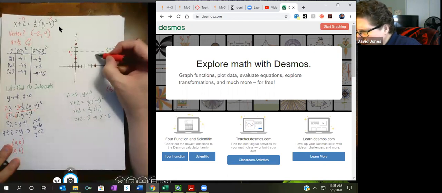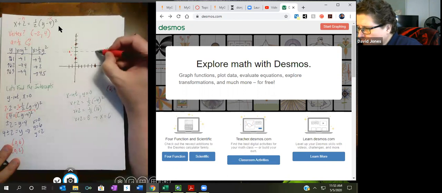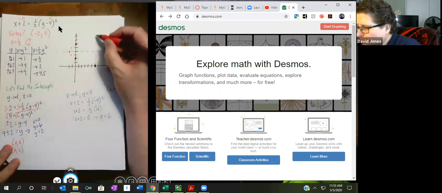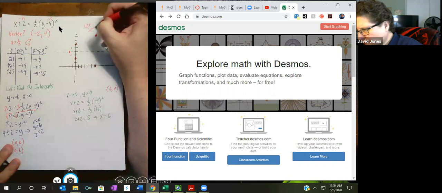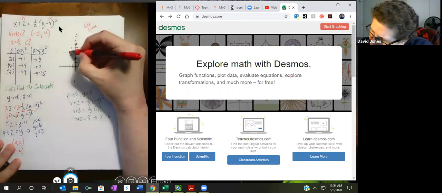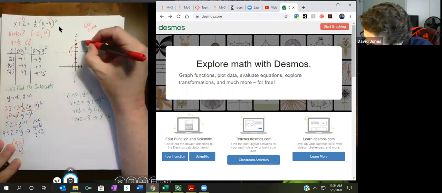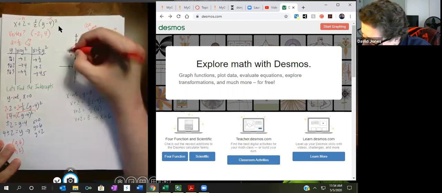How far down is this? It's down 1, 2, 3, 4. So I can go up 1, 2, 3, 4 and put another point up here using symmetry. And finally, we now connect the points in a nice little pretty arc.